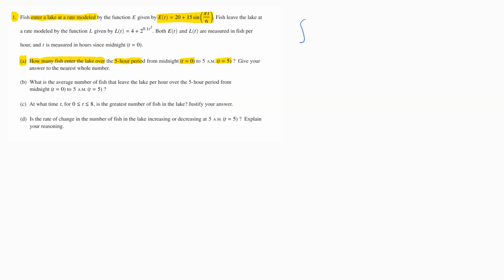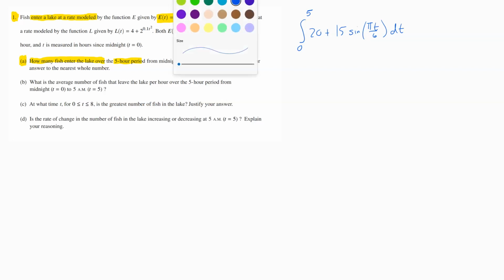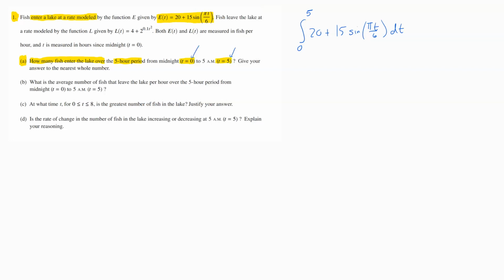So the integral we'd set up would be the integral from 0, because that's our starting time here, to 5. That's our ending time. And then we're going to use that entry equation: 20 plus 15 sine of pi t over 6, dt. The great news for us is this is a calculator required section, so once we get this integral set up, we can just toss this into our calculator and be done in a few seconds.